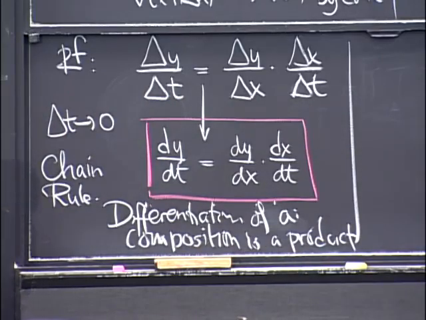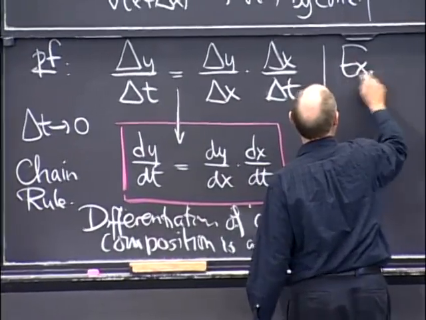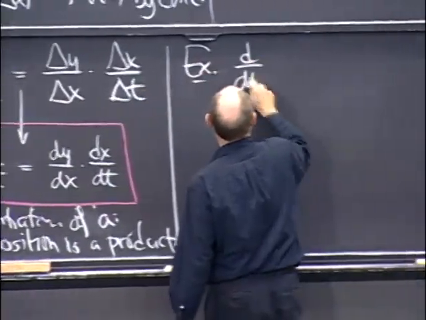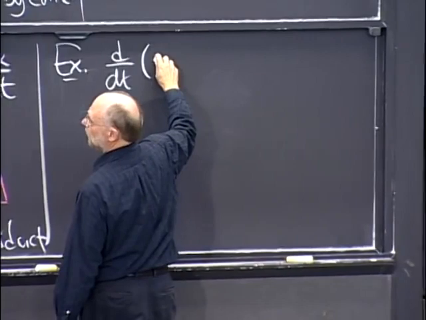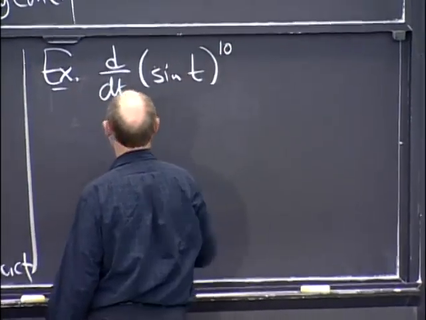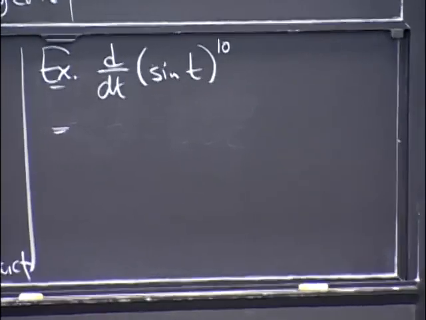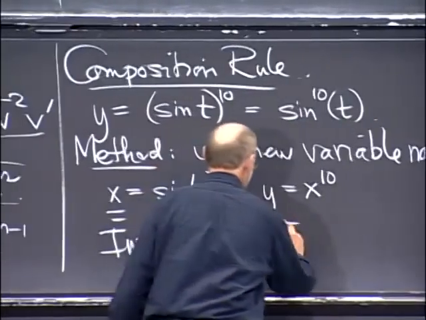And let's just do an example. Let's do this example and see how that comes out. So let's differentiate sine of t raised to the 10th power. Okay, there's an inside function and an outside function. The inside function is x as a function of t. That is, this is the inside function, and this is the outside function.